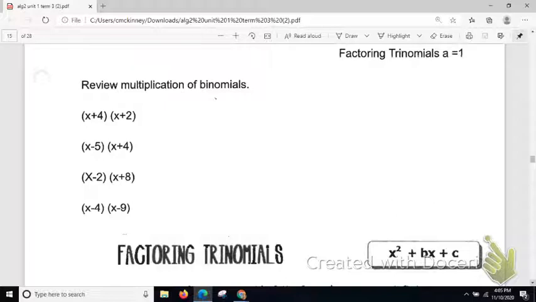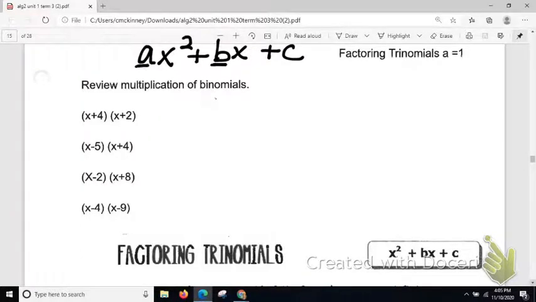You might say, well, where is a coming from? I thought these were all x's. Because when we write a trinomial, we're talking ax squared plus bx plus c, where a, b, and c are actually numbers, coefficients, and a constant. So when I say a equals 1, there's not going to be a number in front of x squared.